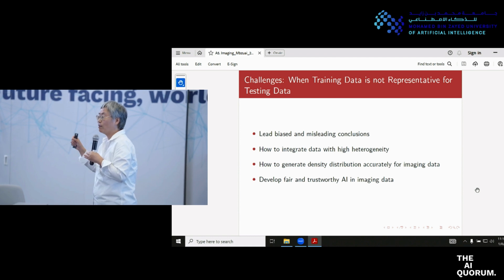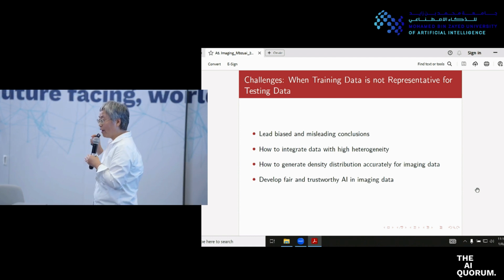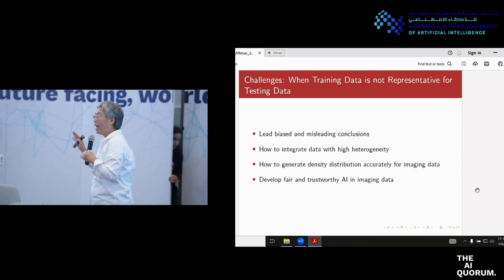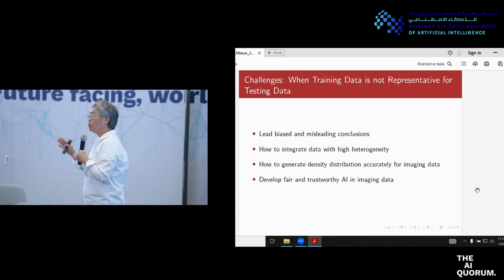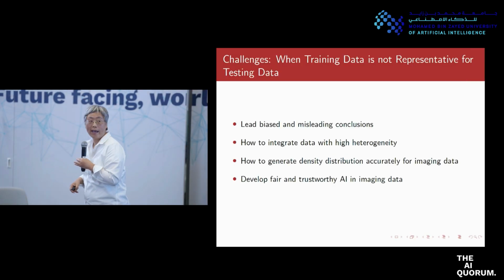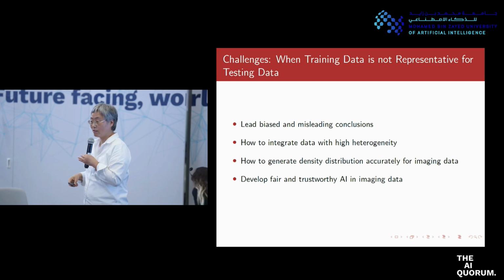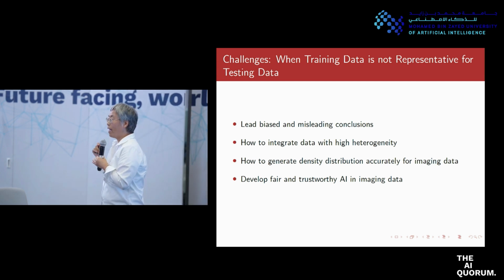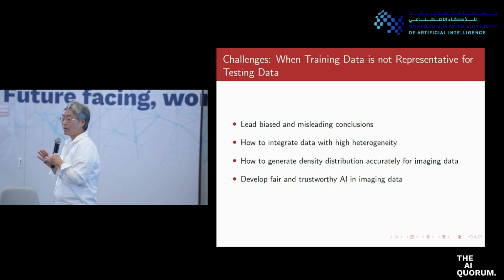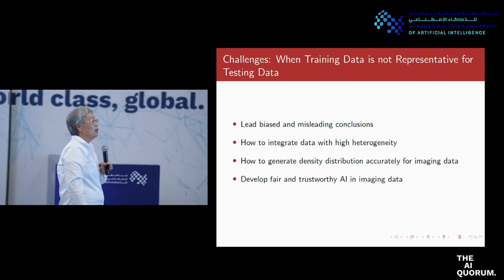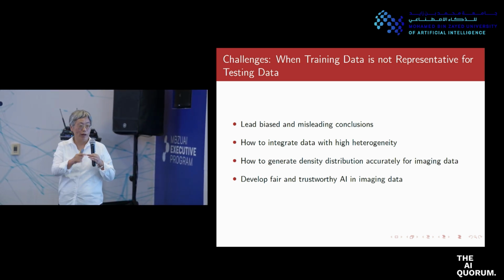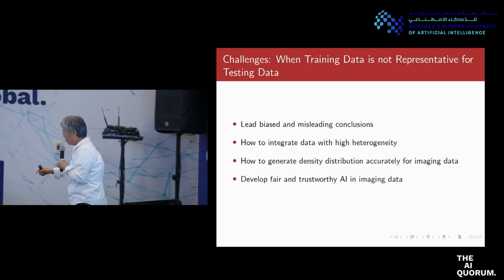In statistics, we always think very simply, say, oh, generate a density function. But this works for low dimensions. For high dimensional data, especially multi-source 3D, 4D, 6D imaging data, how can you generate this distribution function really accurately? Especially one that can capture the dependency among the data. So this is what we are trying to develop, as fair and trustworthy methods for imaging data.